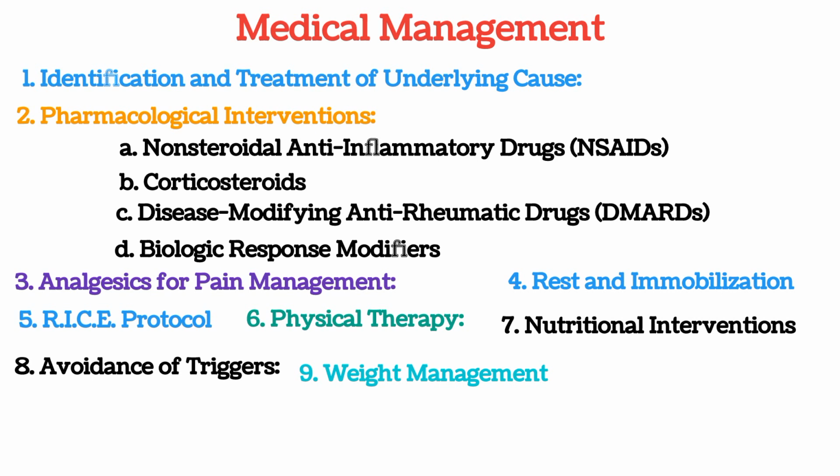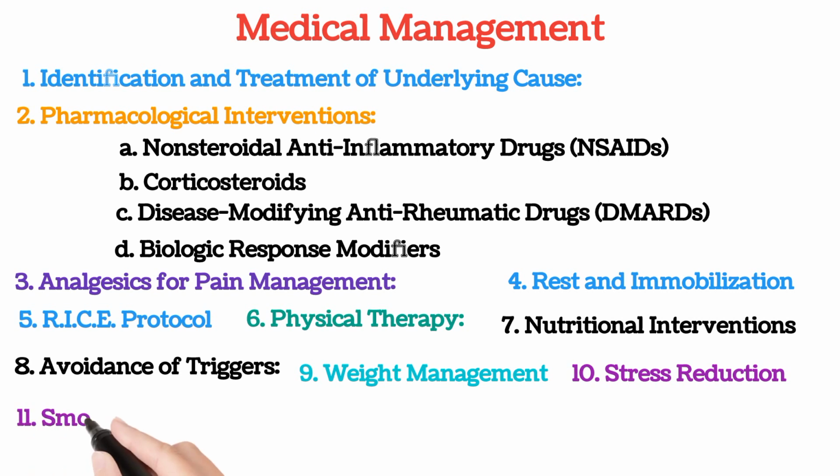10. Stress reduction. Chronic stress can contribute to inflammation. Stress management techniques such as meditation, yoga, and relaxation exercises may be beneficial. 11. Smoking cessation. Smoking is associated with increased inflammation and can worsen various health conditions. Quitting smoking can have positive effects on inflammation.